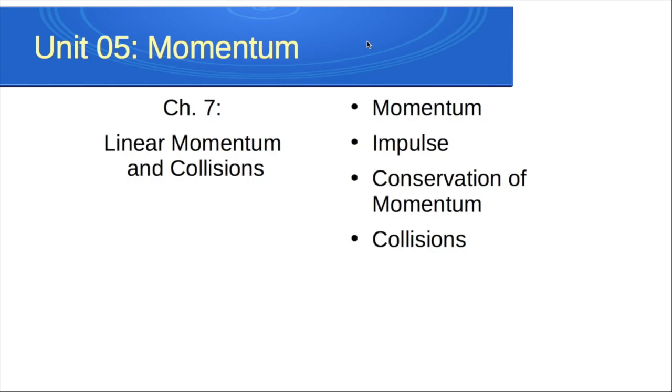All right, so we're going to be starting Unit 5, Momentum. This encompasses Chapter 7 in your book, which is linear momentum and collisions. We're going to break this up into kind of two video segments. The first being momentum and impulse, and the second being conservation of momentum and collisions.